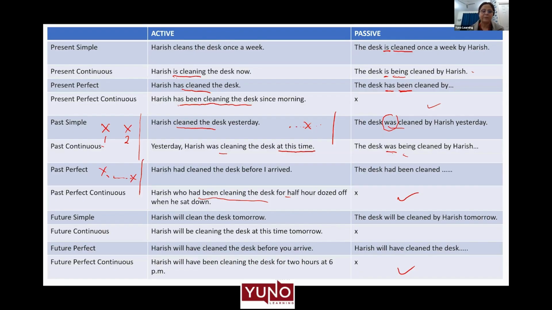Now let's look at just the future simple tense. So Harish will clean the desk tomorrow. Who will clean the desk tomorrow? Harish will clean the desk tomorrow. How do we put it in passive? The desk will be cleaned by Harish tomorrow.